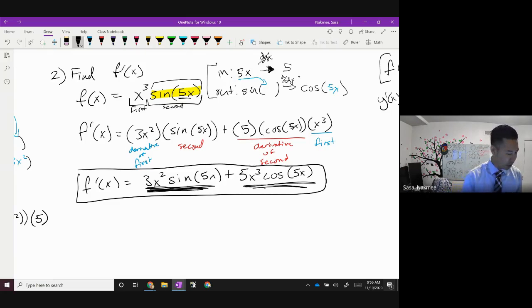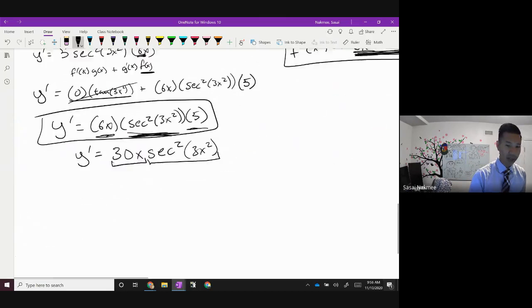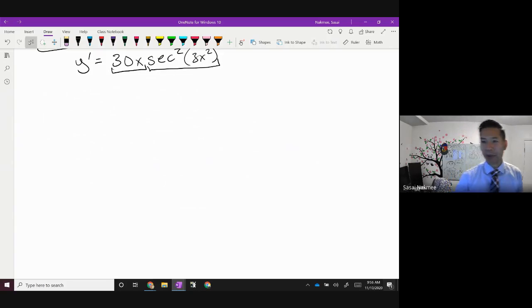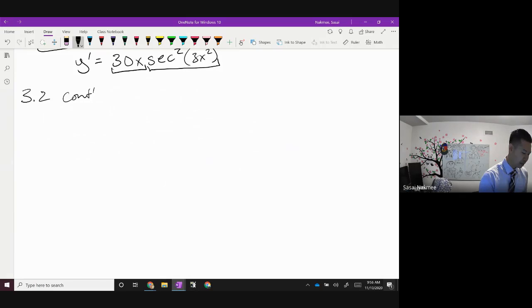Instead, today we're going to continue our lesson with using the chain rule to help us take derivatives of implicit forms, right? Implicit differentiation. And we're going to continue that today. So 3.2 continued. 3.2, implicit differentiation, right, and this is continued.